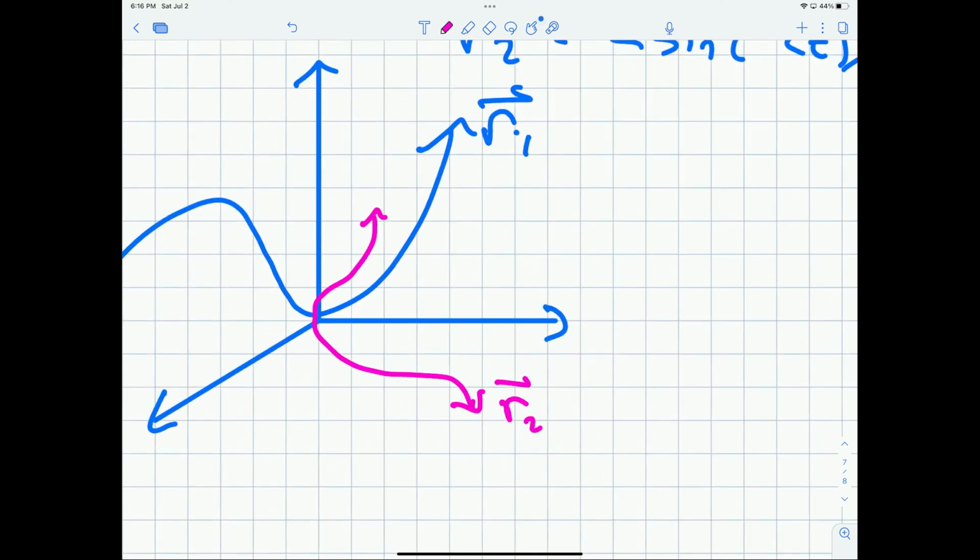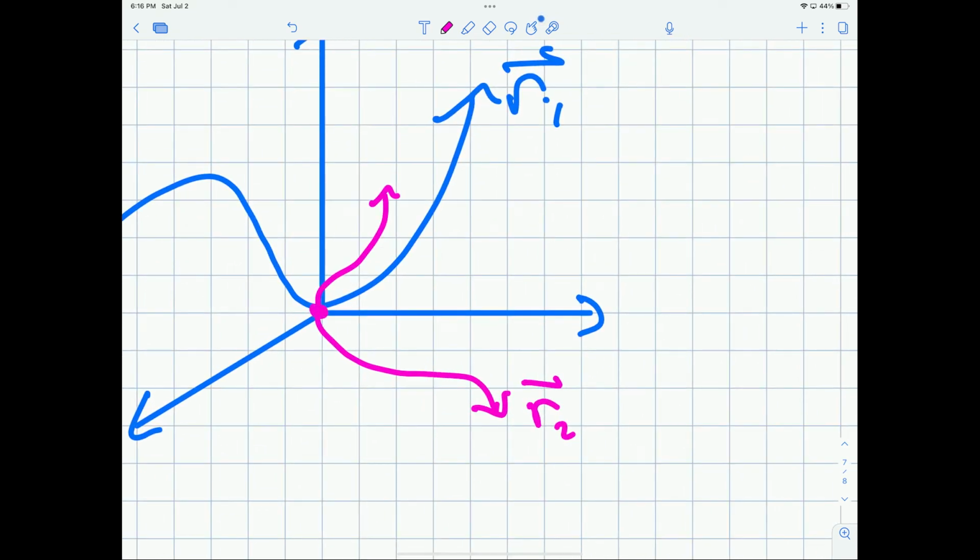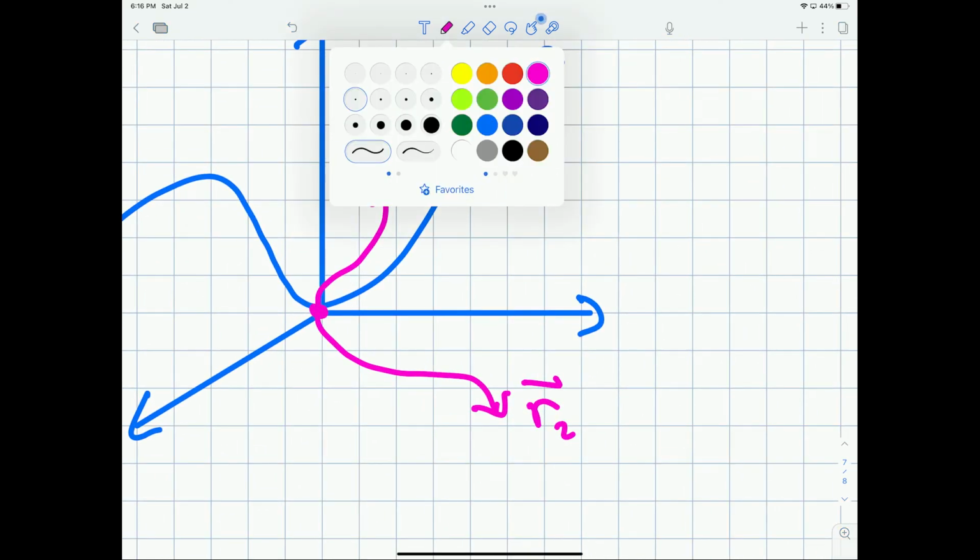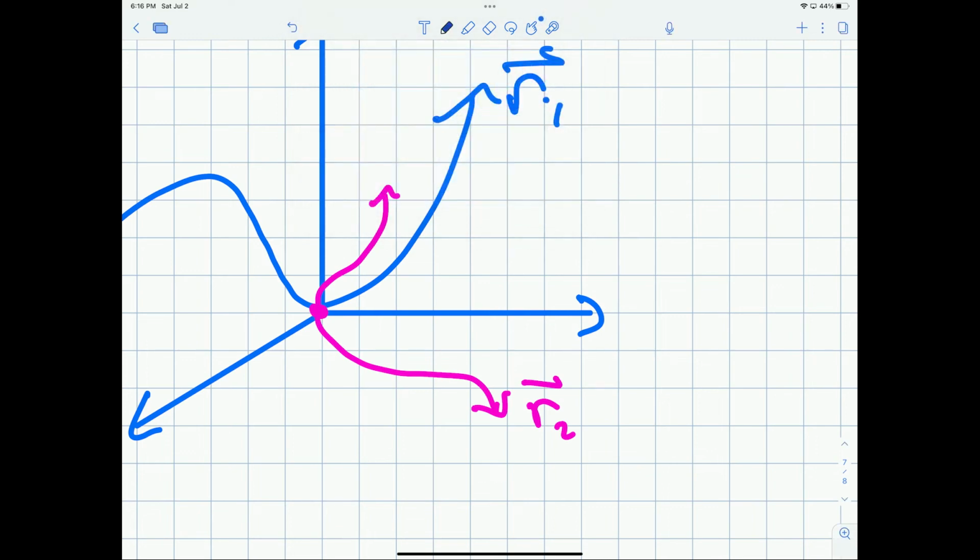What's happening is they intersect at 0, 0, 0. And you've got two tangent vectors here. You have a vector this way that's parallel to R1, and you've got a vector this way that's parallel to R2, and we want this angle between them.